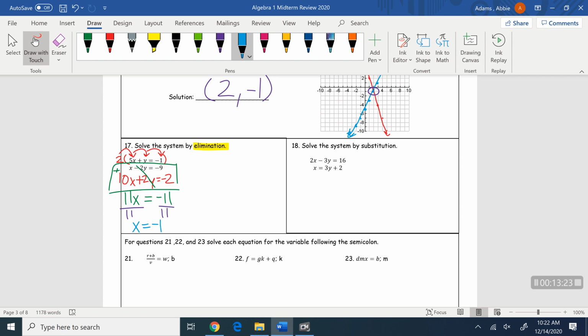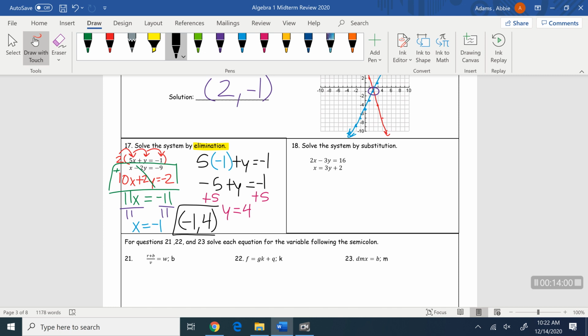Now that I know that x equals negative 1, I can input this into either of the first two equations to solve for y. So I'm going to substitute my value of x, so 5 times negative 1 plus y equals negative 1. 5 times negative 1 is negative 5 plus y equals negative 1. And I can add 5 to both sides to get me to where y equals positive 4. And we have found our solution for this system of equations to be negative 1, 4. So that's solving by elimination.